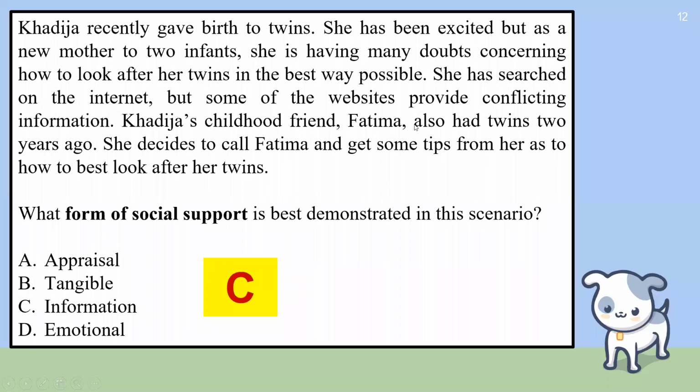She's trying to get some tips and pointers from Fatima and some advice about how to best look after her twin. So that's what Khadija is trying to achieve. And the reason why it's option C, information support, is because by turning to Fatima for social support, she's basically trying to get information about how to best look after her twins. So that's essentially why the answer was C and why the answer was not any of the other options. Okay, so it's a pretty straightforward question.